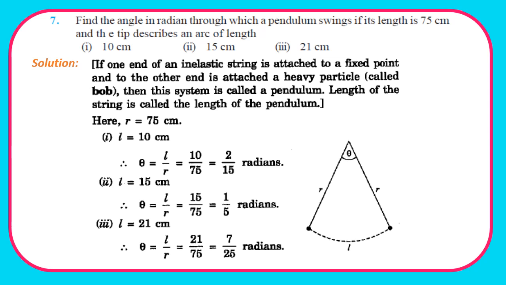In the second case, L equals 15, so theta is equal to 15 upon 75, that is 1 upon 5 radians. And in the third case, L equals 21, so theta is equal to L upon r, that is 21 upon 75, which will be equal to 7 upon 25 radians. As simple as that. So pause and note down the solution.